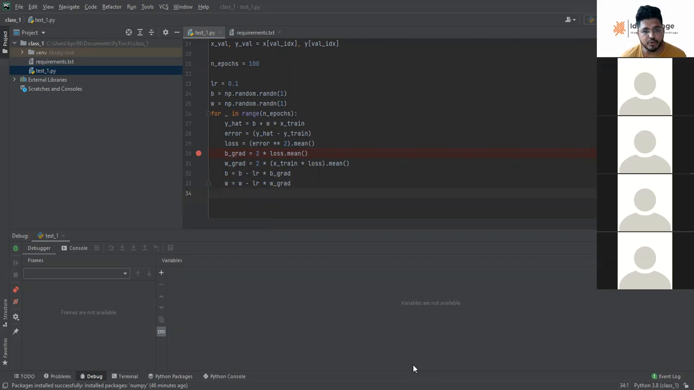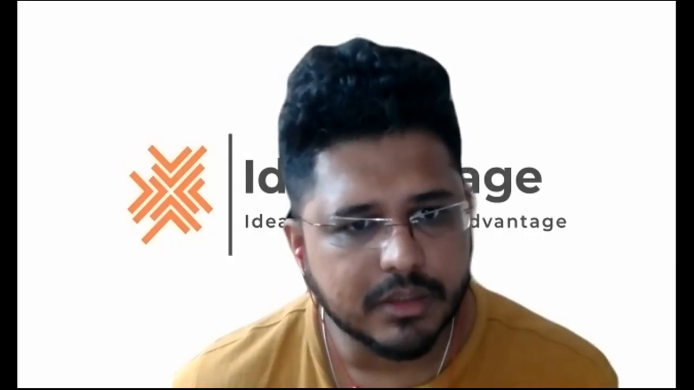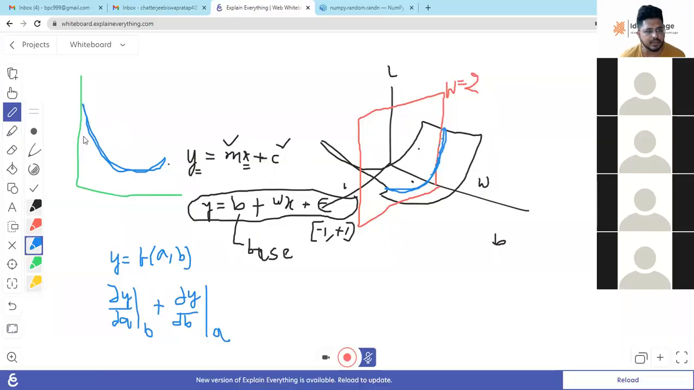And how to choose a learning rate which is too big, which is too small, which is perfect for your model. There is a lot of maths behind it, so I'm not going to go through that, but I'm just telling you in general that if your learning rate is too big, then what will happen?